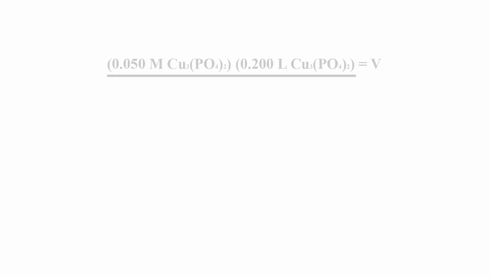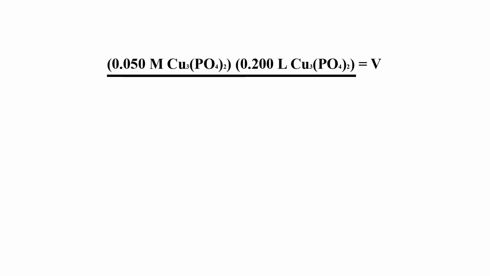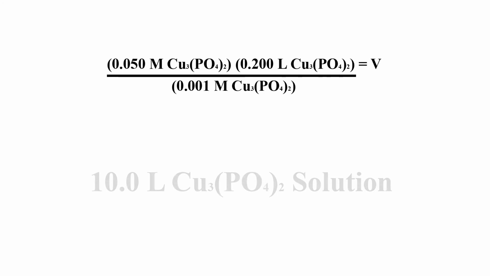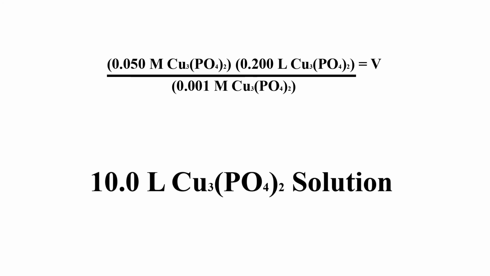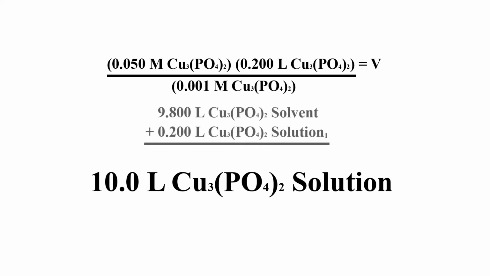To calculate the volume of the final solution, we can divide the molarity and volume of the initial solution by the molarity of the second solution. In this case, the volume of the final copper 2 phosphate solution is 10 liters. However, remember that the final solution includes the 0.2 liters of the initial solution. Therefore, you must add 9.8 liters of solvent to the original 0.2 liters of copper 2 phosphate solution to create our final 0.001 molarity copper 2 phosphate solution.